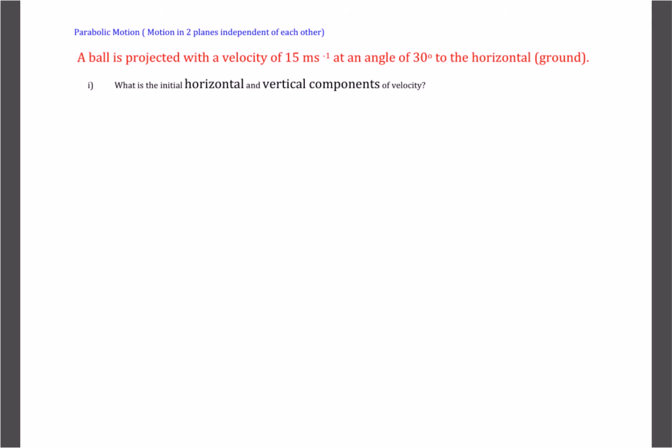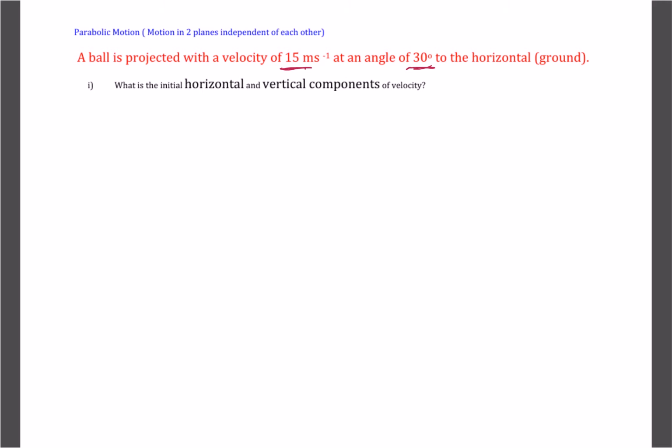We have a problem on parabolic motion, and in this case, of course, we assume that air resistance is negligible. The problem reads as: a ball is projected with a velocity of 15 meters per second at an angle of 30 degrees to the horizontal. So the first part is asking you, what are the initial horizontal and vertical components of the velocity?